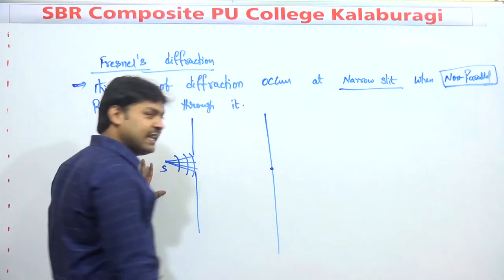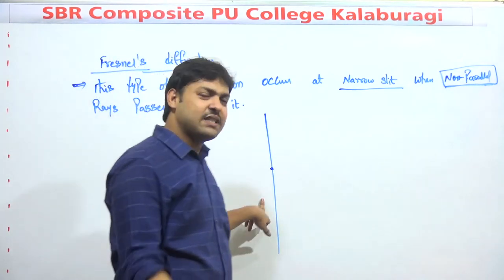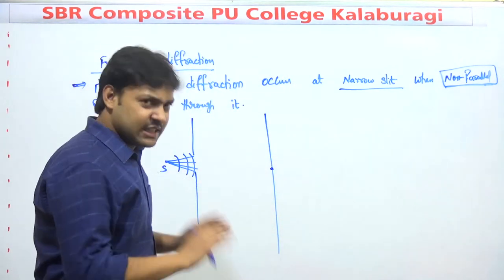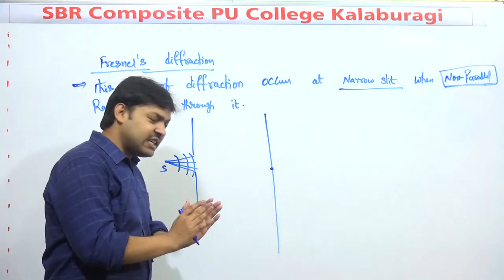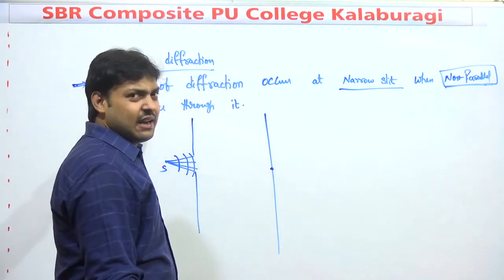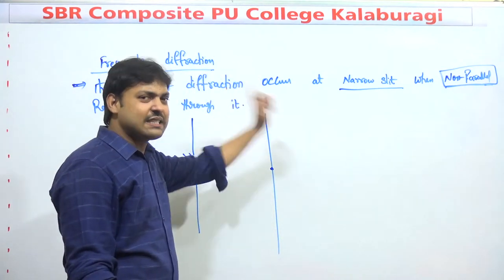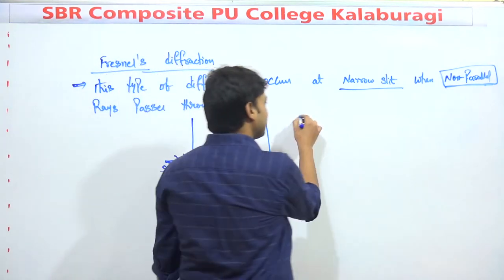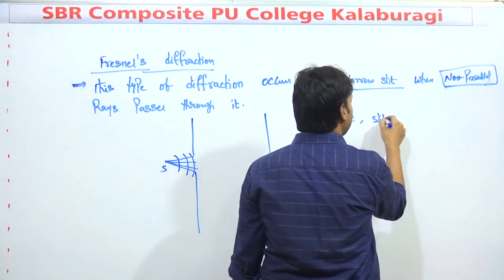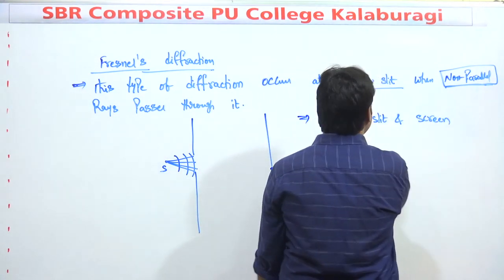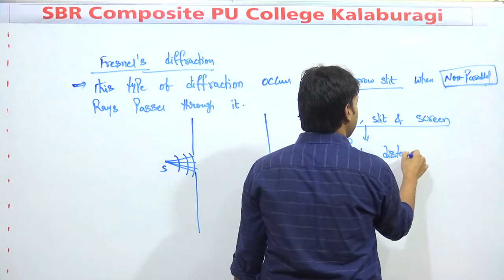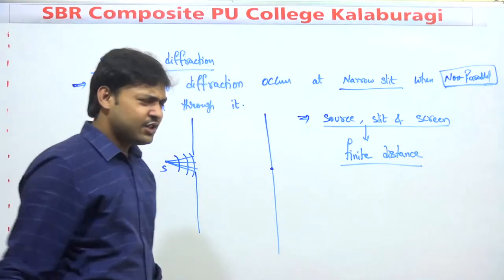So this study of the source, slit, and the screen, which are at a finite distance, is called Fresnel's diffraction. Simple. It's a study of what? Source, slit, and the screen. If it is finite distance, how will the dark bands and bright bands be formed? That study given by Fresnel, and the type of diffraction we call Fresnel's diffraction. Clear about the point? So the second point you have to remember is the source, slit, and screen should be at finite distance. Just for 2 marks.